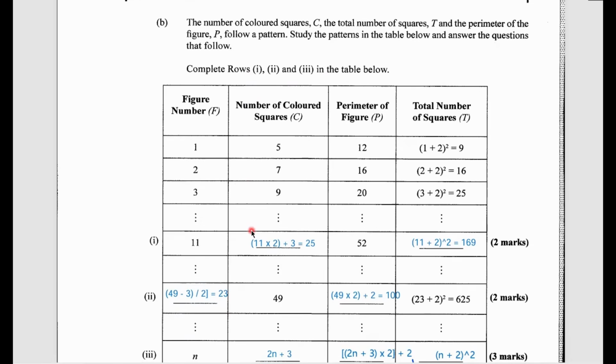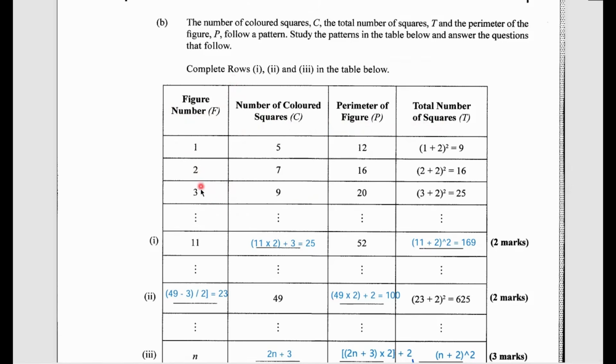So this is a table that gives a lot of students trouble. We all know with these pattern finding questions, the tables can give students some issues. We're going to take our time here. Figure number, that's F. Number of colored squares, C. Perimeter of figure, P. Total number of squares, T. Okay, and you can see there is a pattern.